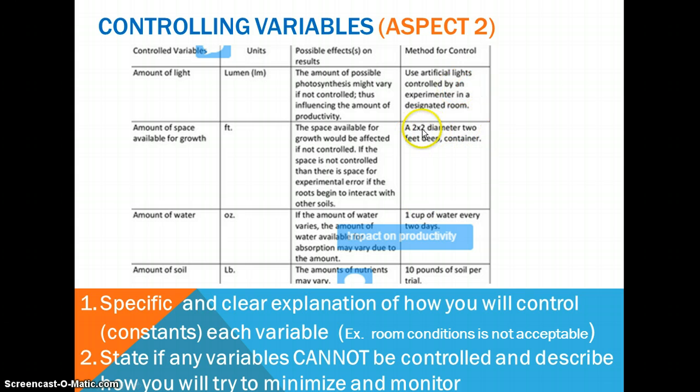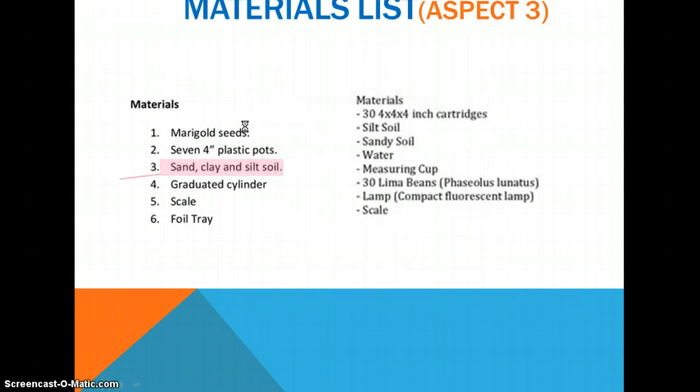They have done a really good job of being very detailed in how they're going to control things, but I'm still missing some rationale on exactly how these things could affect their dependent variable productivity. If you can't control something or keep it constant, make sure you do list it out and describe how you would try to minimize it and monitor it. The expectation is you would have at least 5 rows on a table like this and 5 different constants in detail. The next section is the materials list.